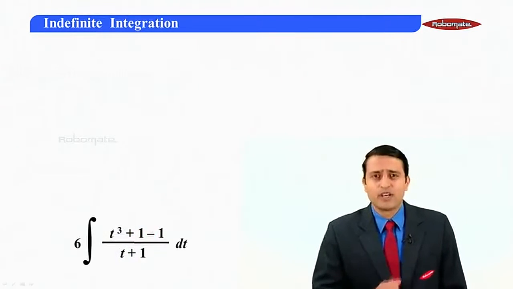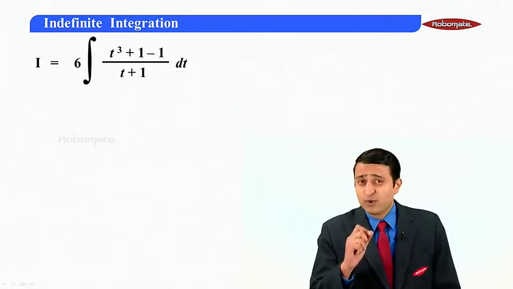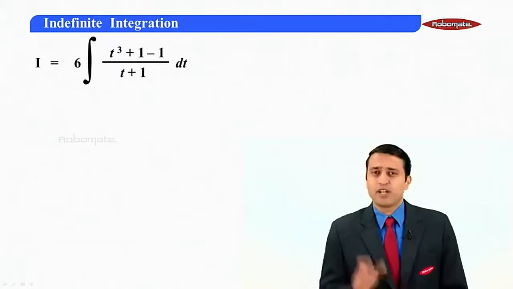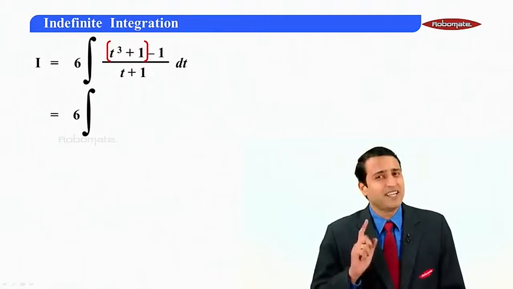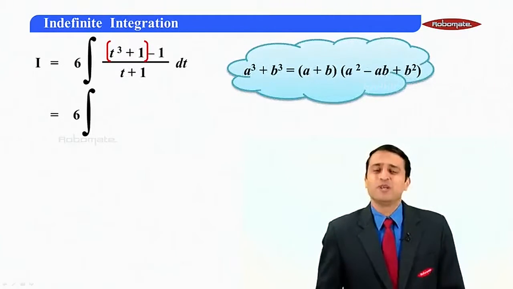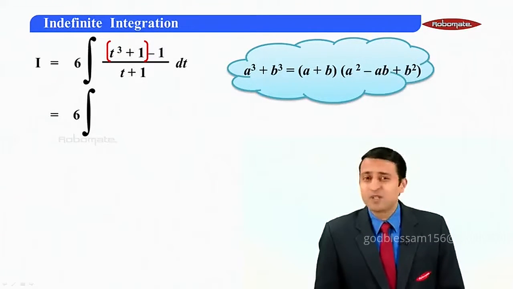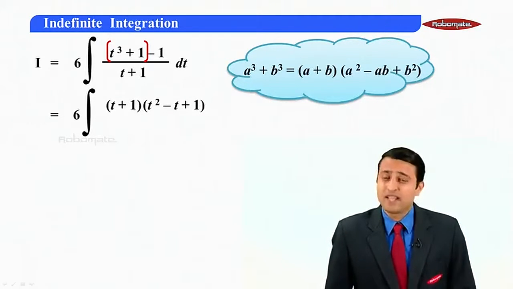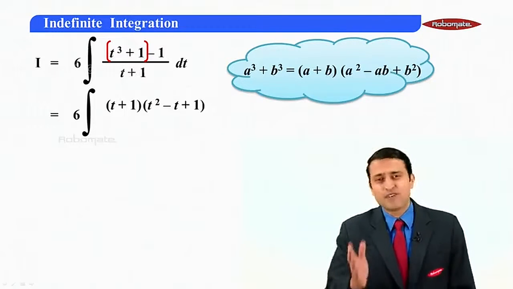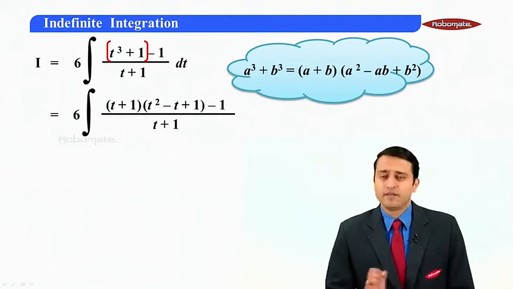Now, what I'll do here is copy this step for your understanding. Now, my dear students, if you consider t cube plus 1 together, it is of the form a cube plus b cube. So, if it is a cube plus b cube, we know the formula, that's a plus b. So, in this case, it will become t plus 1 into t square minus t plus 1. And obviously, that minus 1 has to follow upon t plus 1 dt.